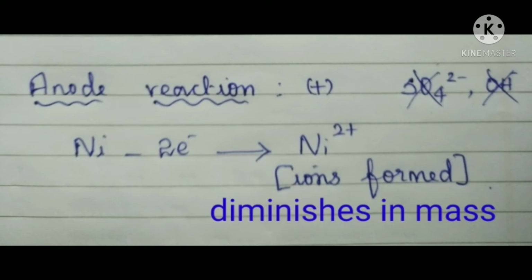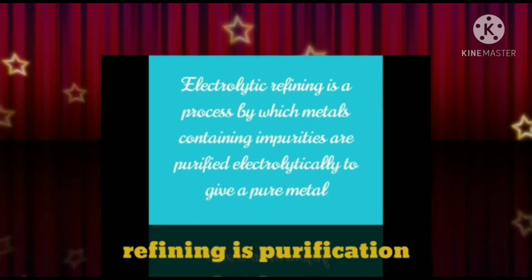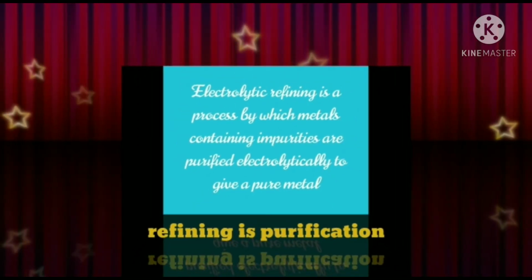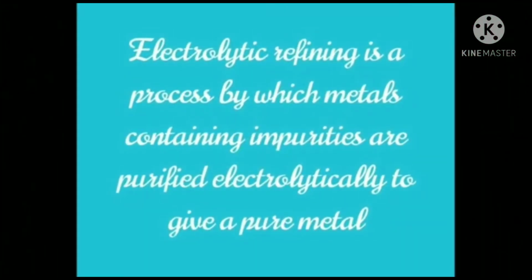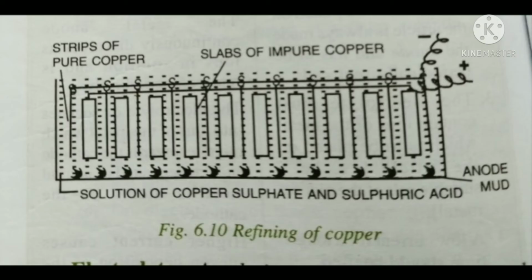Yes. Next, we are going to learn electrolytic refining of copper. This is also the same method as that of electroplating. What is electrolytic refining? It is a process of purification of a metal containing impurities, which is purified electrolytically to give a pure metal. It's nothing but the purification of the particular metal. So this is the electrolytic refining of copper.